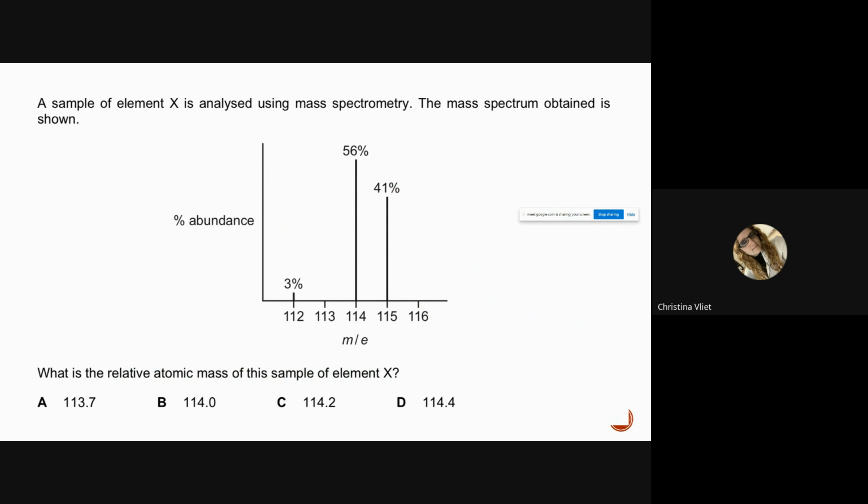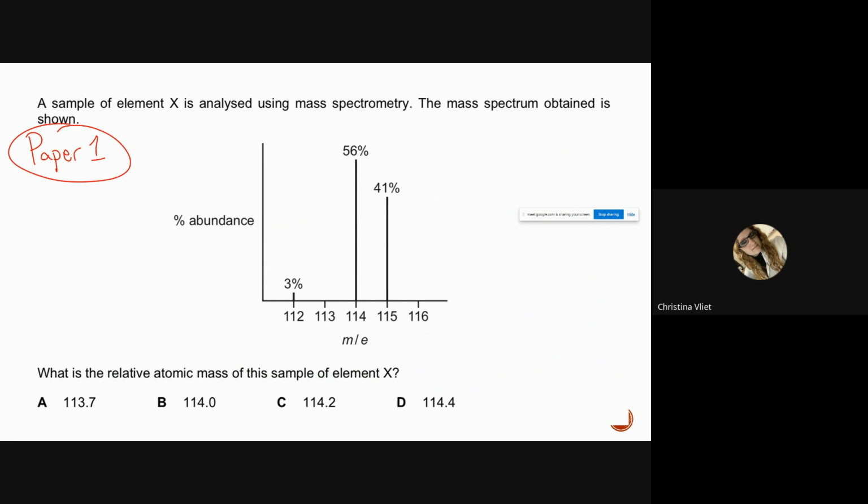This is what paper? Paper 1. So paper 1, let's see what it's asking us. This is how it's asked on paper 1. A sample of element X is analyzed using mass spectrometry. That's the machine that gives us a printout like this. It basically separates the different masses of the element, detects them, and shows what percentage of the particles are of each mass. So this is a readout you get from a machine.